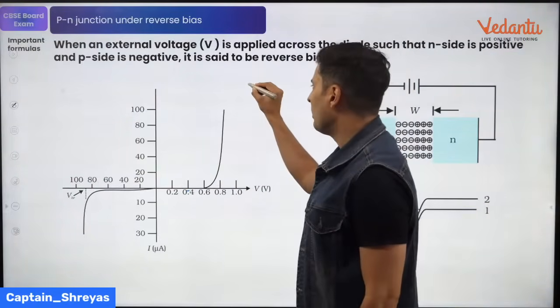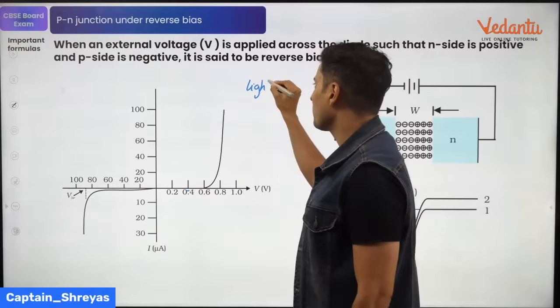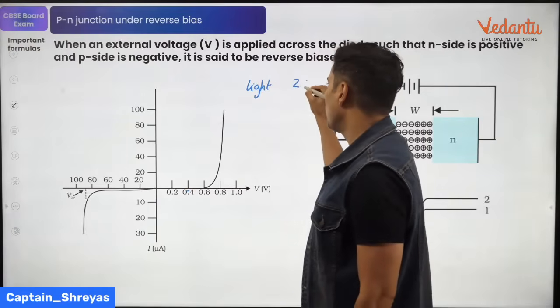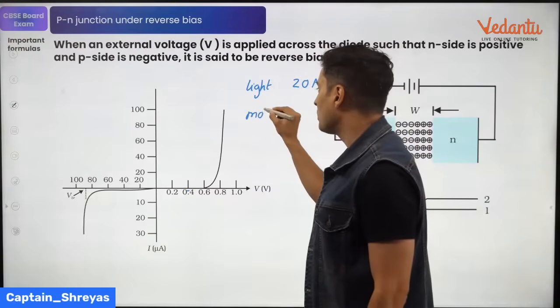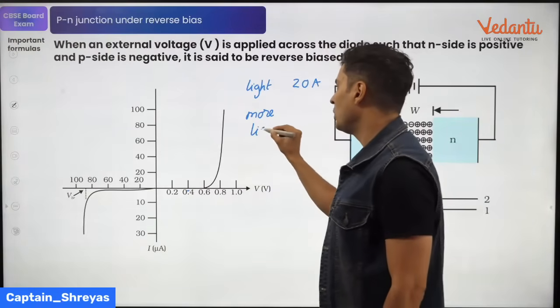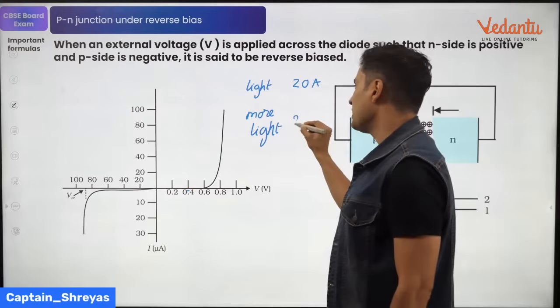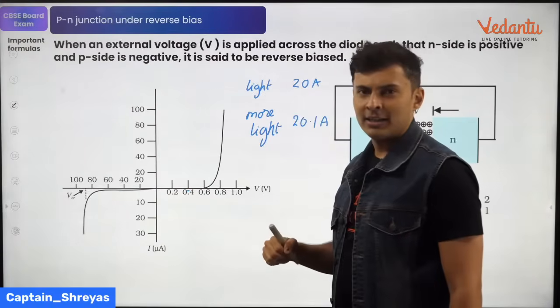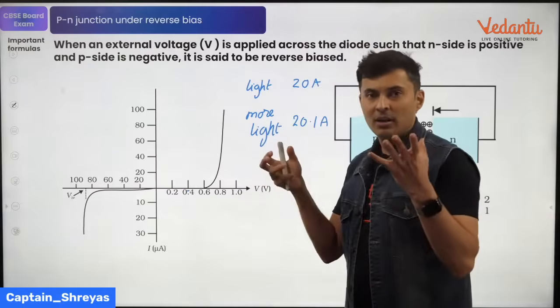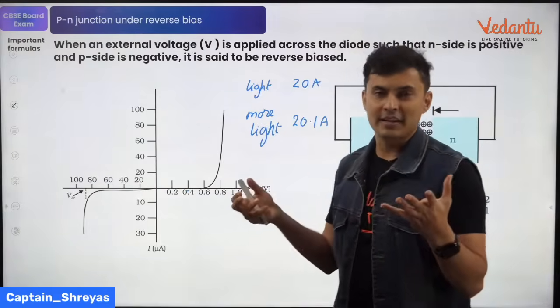Now, imagine you're using the photodiode in forward bias. Let's say some amount of light is falling onto it and the current is, let's say, 20 amperes, example. Now, some more light falls onto it. More light falls onto it. Now, the current changes to 20.1 ampere. There is some change in the current because the light's intensity has been increased.